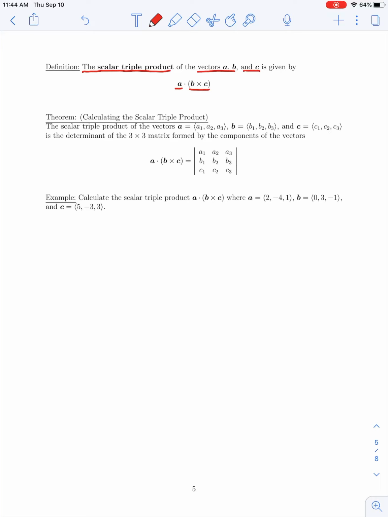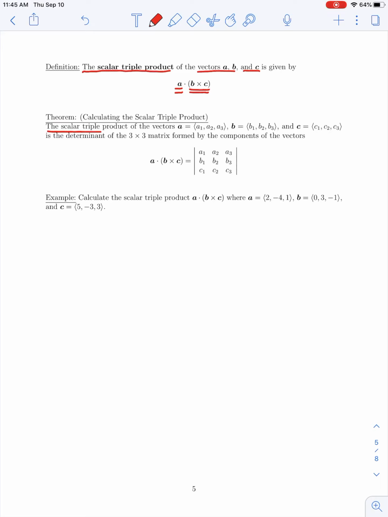Now, we could go about calculating this scalar triple product directly from the definition by first finding the cross product of two vectors, say B and C, and then taking the dot product with that third vector A. However, the following theorem gives us an easier approach to calculating this scalar triple product. So let's take a look at what this theorem says.